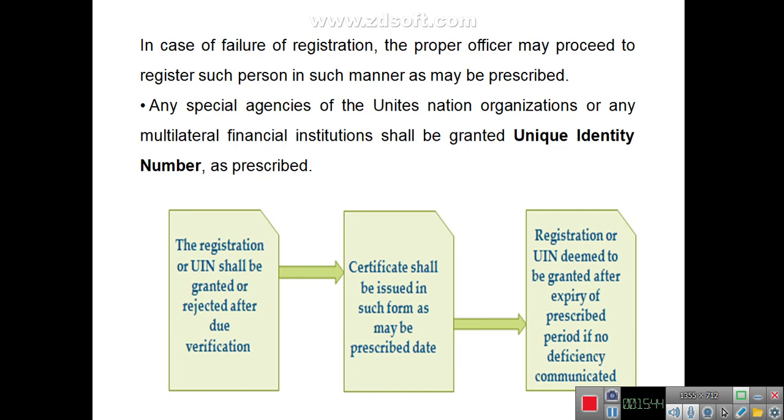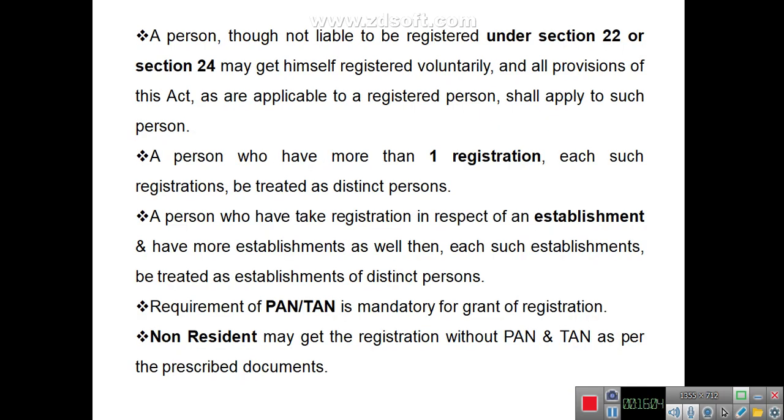In case of special agencies of United Nations organizations or multilateral financial institutions such as WHO, a unique identity number is granted to such specialized agencies. A person, though not liable to be registered under Section 22 or 24, may get himself registered voluntarily under the GST Act, and all the provisions of this Act will be applicable to that person as applied to other registered persons.